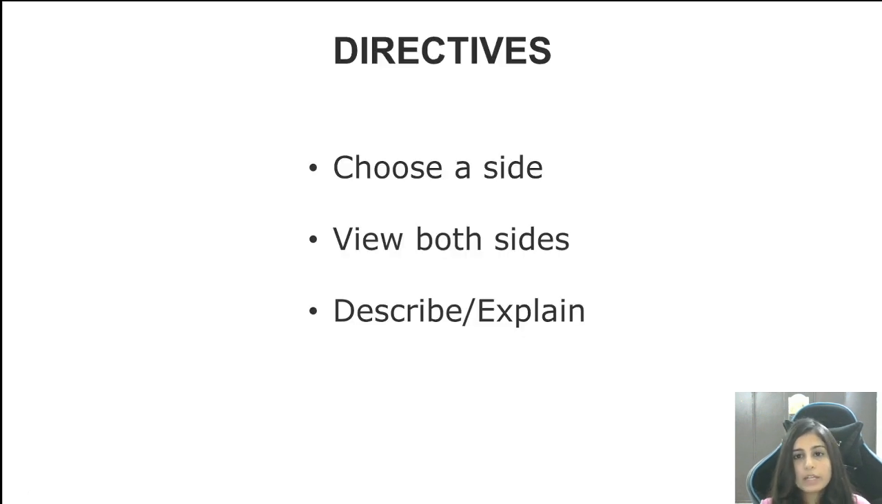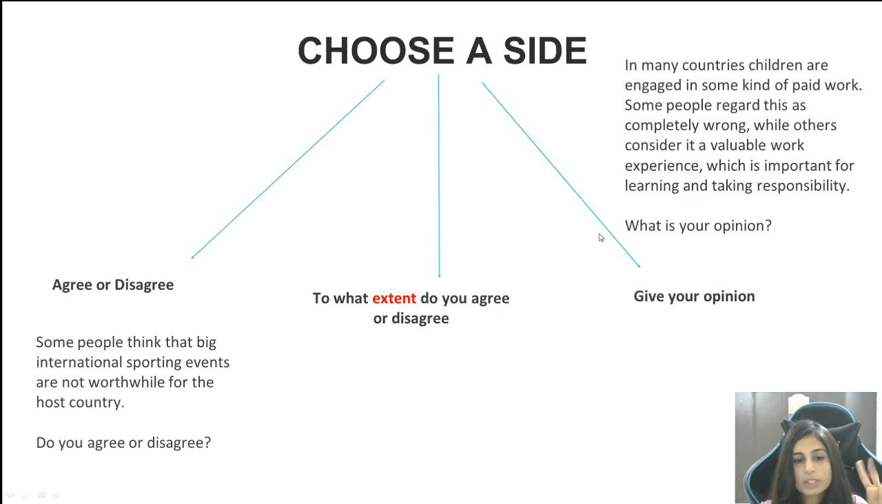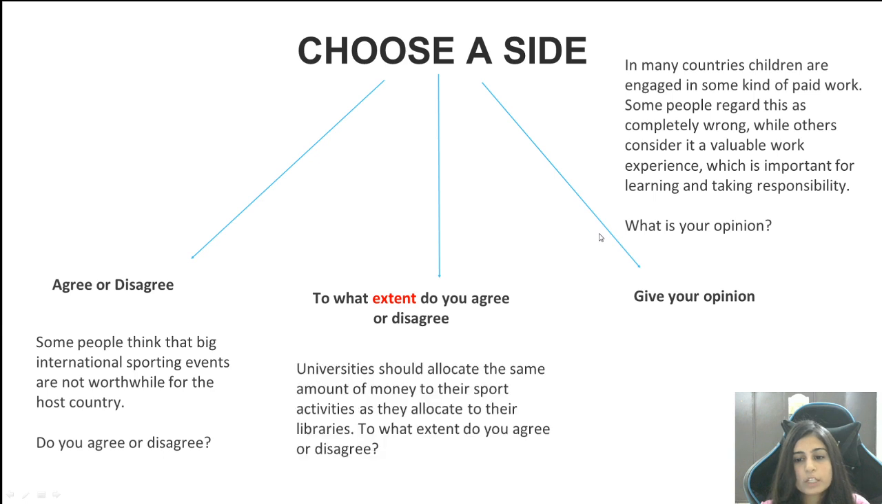Okay, coming back to the directives. So, yet again, there are three broad categories, and the first one has already been dealt with in the last couple of sessions. So, today we are moving to view both sides kind of directives. So, let's read this one. So this is what we have already done. Agree or disagree was done in the first session. This, to what extent do you agree or disagree, was done in the second one. And give your opinion was done in the third one.